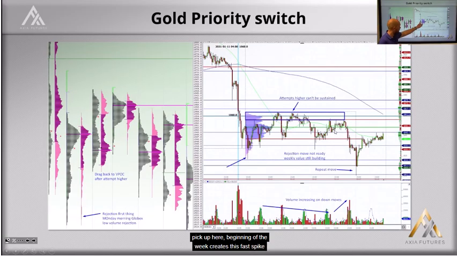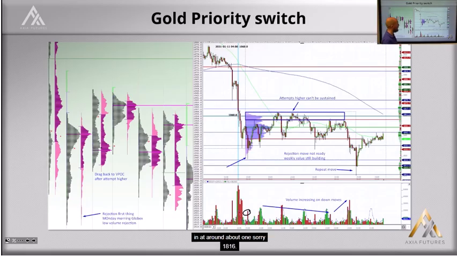Beginning of the week creates this fast spike down. So you get a big spike down early on in the week. That gives us a new clear low. However, I would not be viewing this low in quite the same way, or view this as a full-on end of move liquidation type tail because of the time that it was done. There's the volume on it, because it was done in the middle of the night. Light volume, less sustainable move.